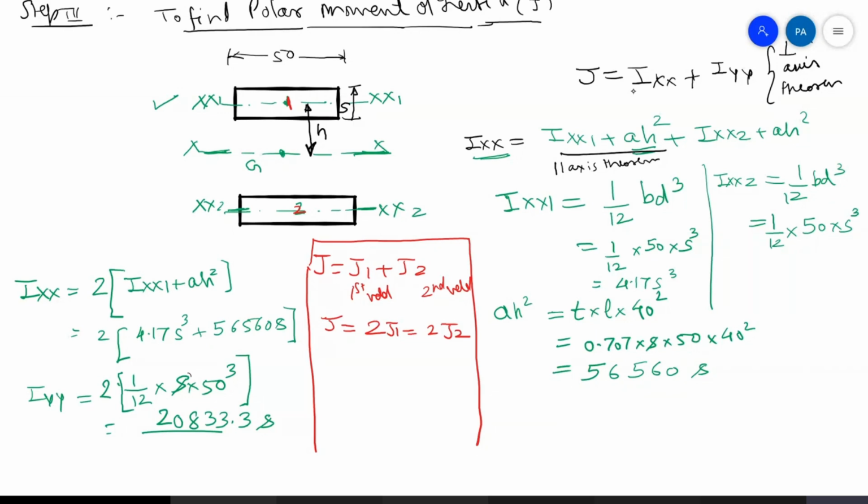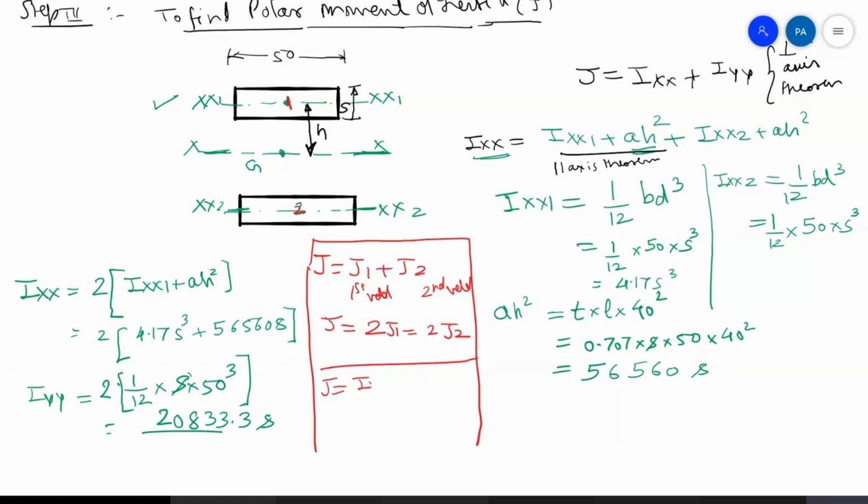Now, how do we find J? J can be found by J1 plus J2. So instead of J1 plus J2, I will say it is 2 times J1 or 2 times J2, because the polar moment of inertia of this weld and of this weld will come out the same. So I say it as J. Okay, now the question is how to find J1 or J2. The procedure to find J1 and the procedure to find J2 is the same, so that's why we have multiplied it by 2 here.